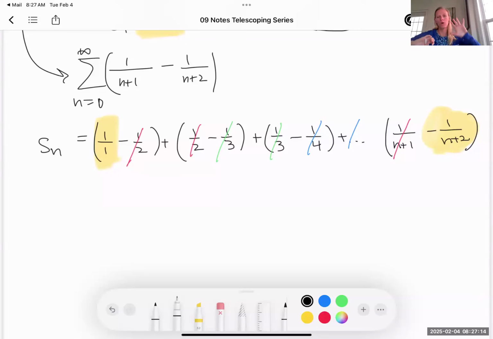Sometimes you're left with more than just one term at the end, though. So don't think that everything has to cancel out. So our partial sum can be simplified to 1 minus 1 over n plus 2.